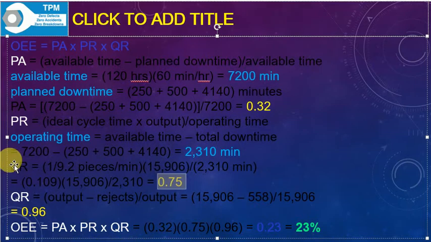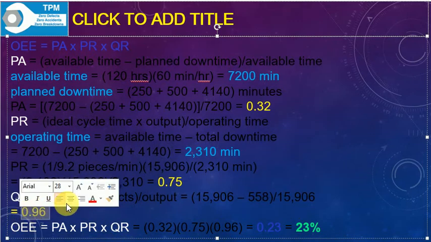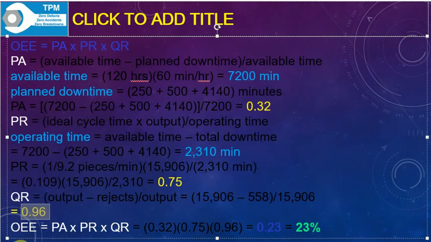Now we can calculate the quality. How do we calculate the quality? Quality is nothing but the output minus rejection, upon output. What is the output? It is 15,906 minus 558, the rejected components. So we can calculate this quality as about 0.96. Multiplying all these factors, 0.32, 0.75 and 0.96, gives about 0.23, which is equal to 23%.